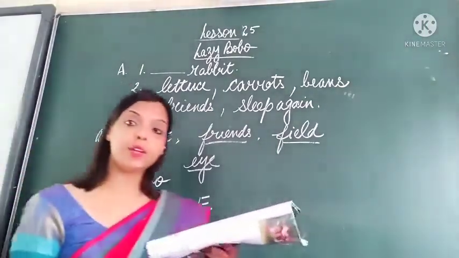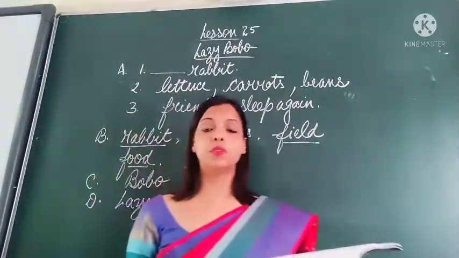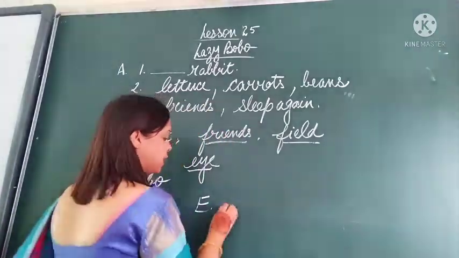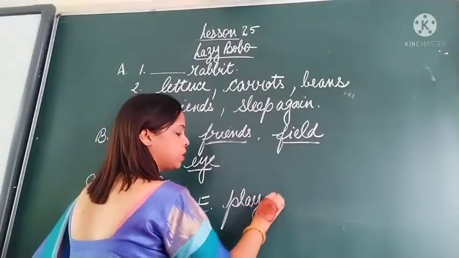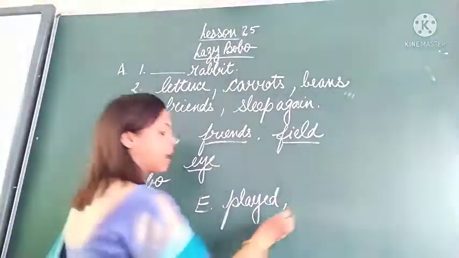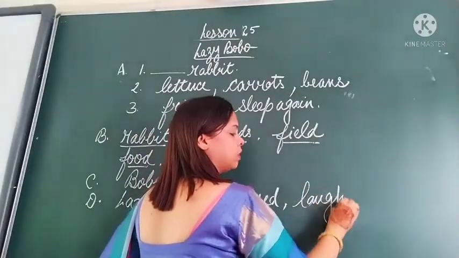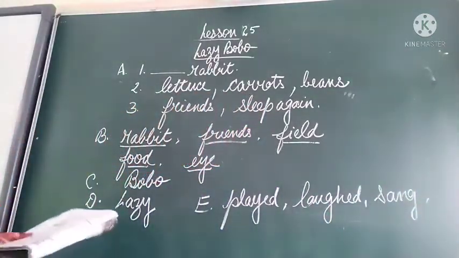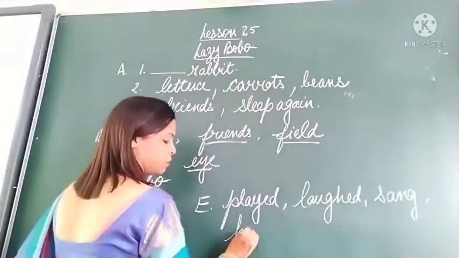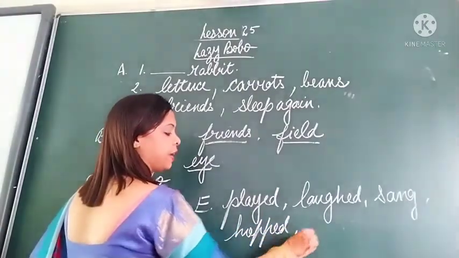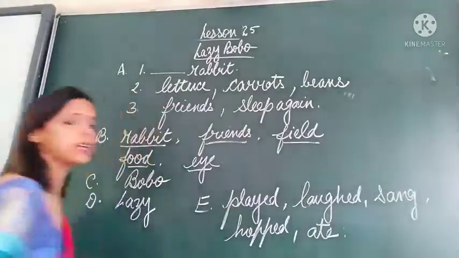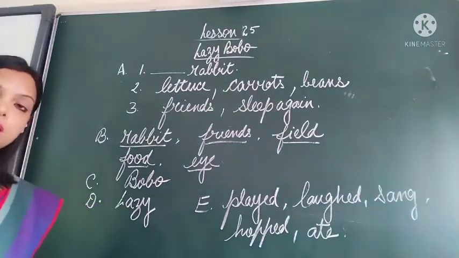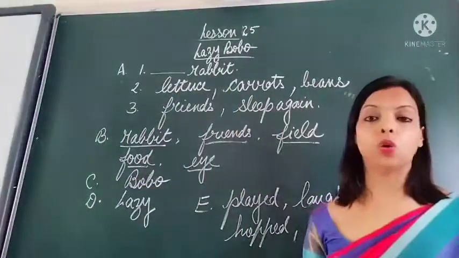Pick out 5 doing words from the poem and write them here. Doing words means action words, right? So what are the action words here? It can be played. Played is action word or doing word. Then what can be? Laughed, sang. This is the doing word. Then hopped means jumping. This is also action. Ate. This is also action. Many you will get, but you have to write only 5. So these are the doing words. So children, please complete your exercises and learn all the question answers which you have written.